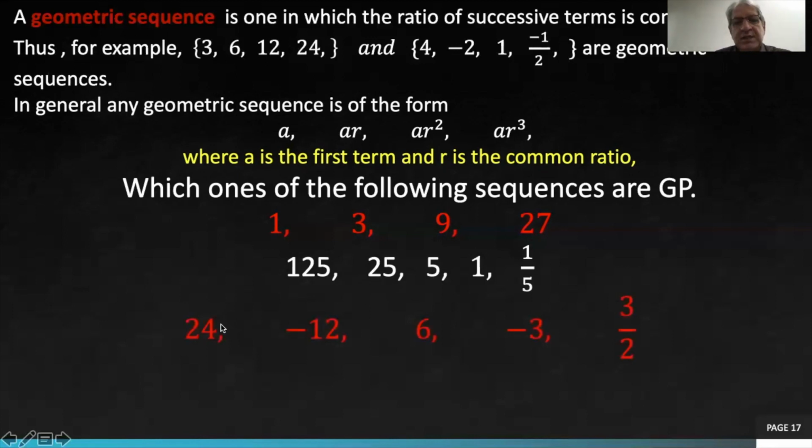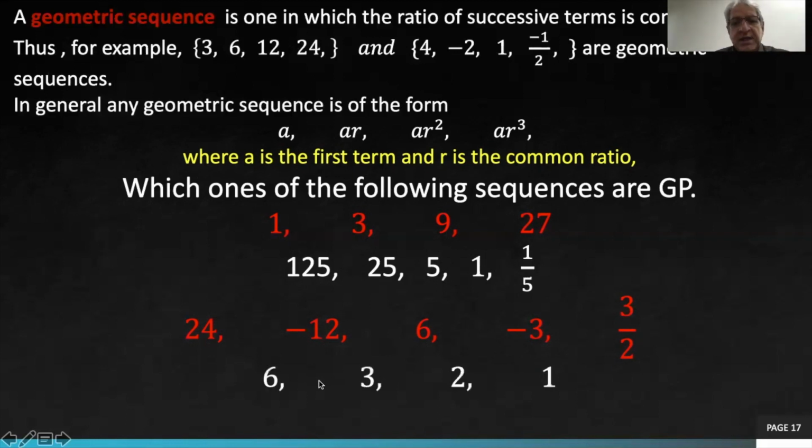Now look at this. This is 24. Now you are multiplying by negative half, negative 0.5. Okay, you are going to get minus 12. If you are multiplying by negative half, you are going to get 6. Multiplying by negative half, you are going to get negative 3. And then the last one will be 3 over 2. Therefore, this is also a geometric progression.